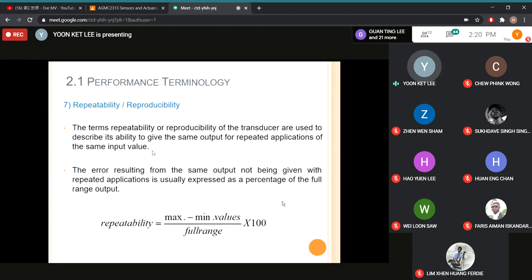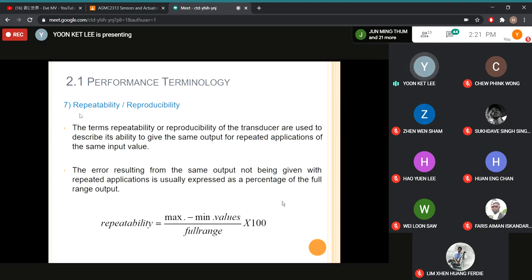So number 7 will be your repeatability or reproducibility. What is the formula for it? It's the maximum minus the minimum value divided by the full range, multiplied by 100. This one is very important, especially for the robotic arm. A lot of the time when we purchase a robotic arm, we'll look at this repeatability.